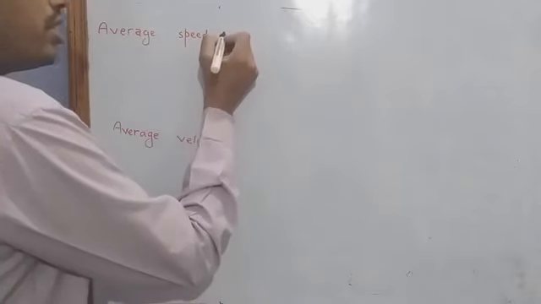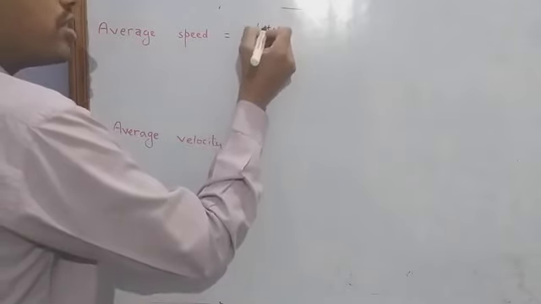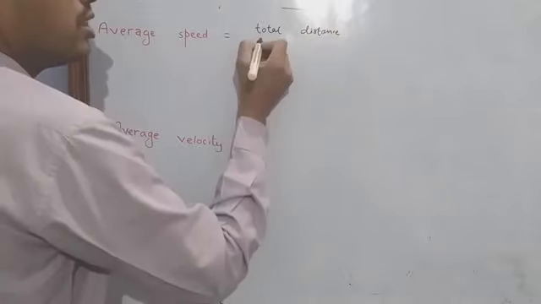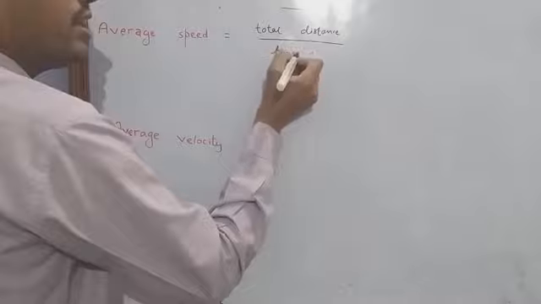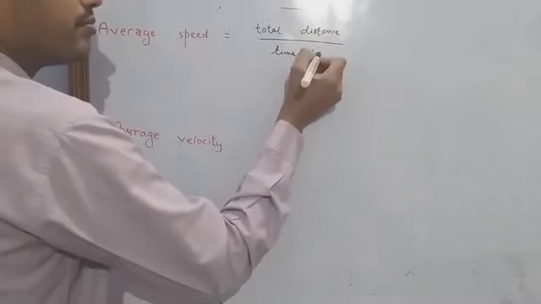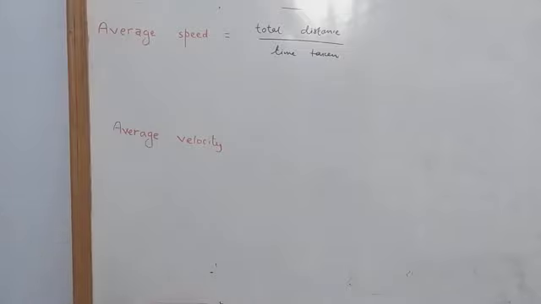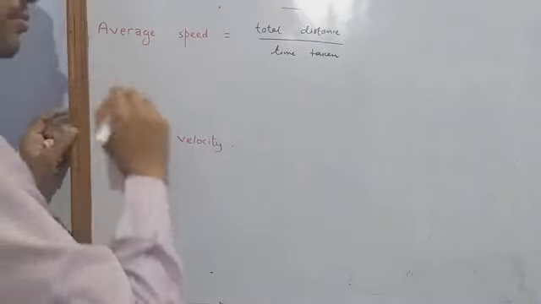Average speed is defined as the total distance covered divided by the time taken to cover that distance. And how will you define it? So average speed you can define as the distance covered per unit time. How do you find that? Total distance divided by time taken.